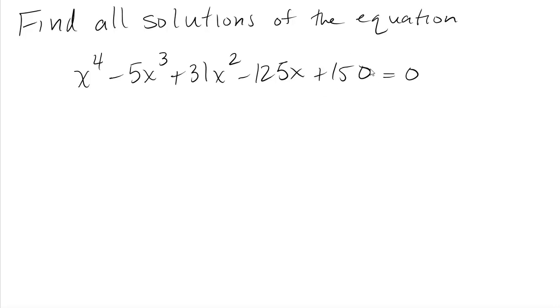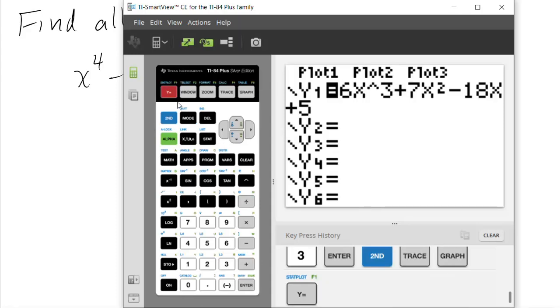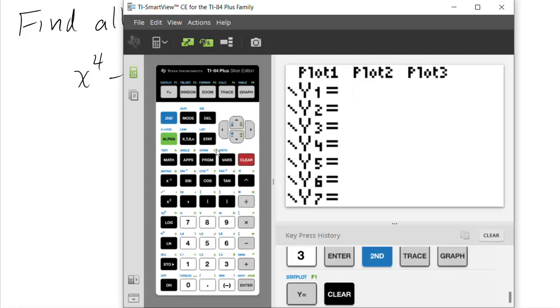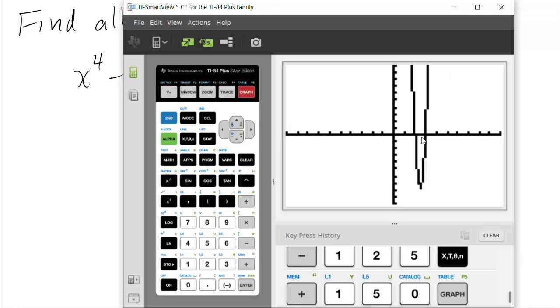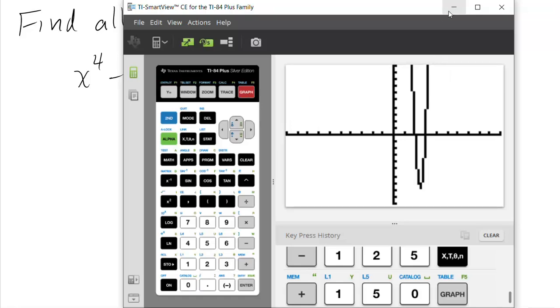You might just guess one of them and come up with it. But I'm not going to guess. I'm going to use the calculator to see if it will give me any information. I've pushed the y equals key. I'm going to clear out my old function. I'm going to type in the new one. I can just push the graph key because I'm already zoomed in. So I see two spots where the graph touches the axis, and if those are rational, then they have to be integers. So the only candidates here are positive 2 and positive 3.